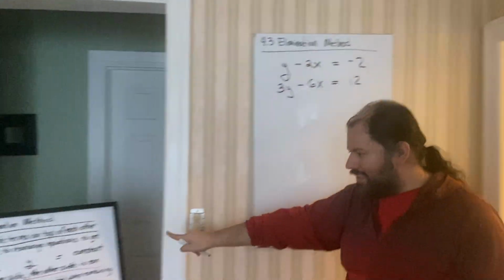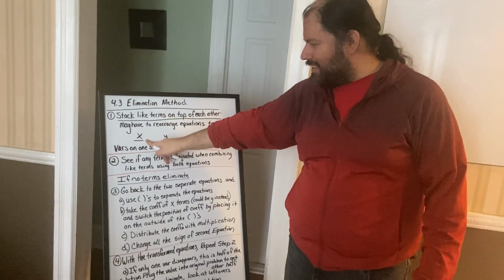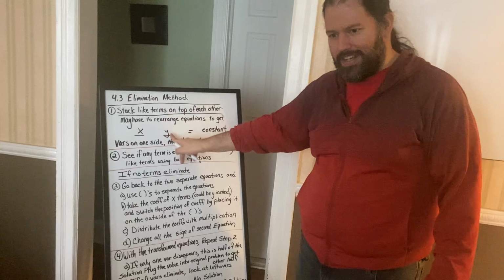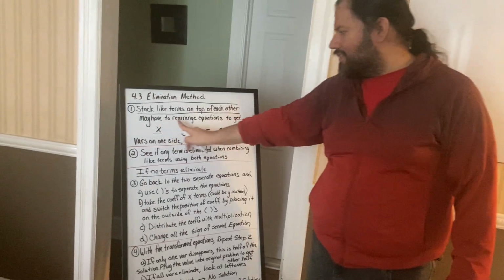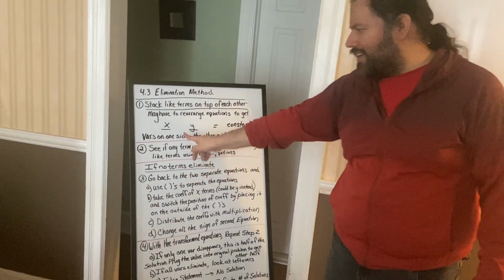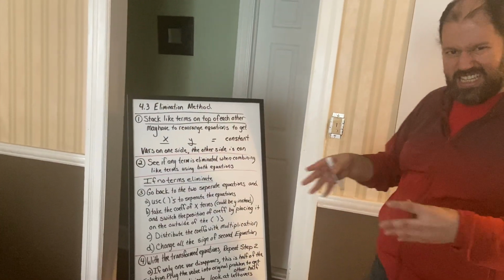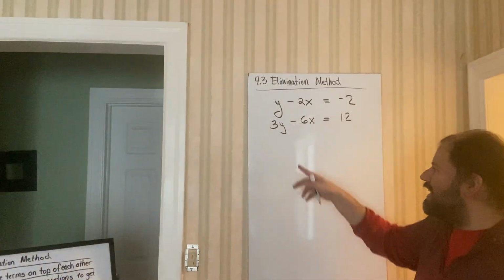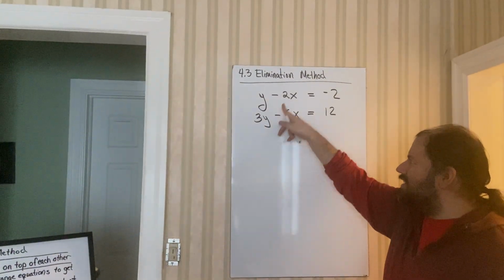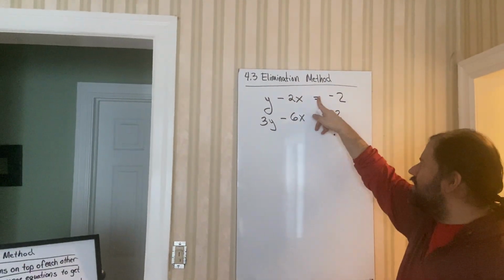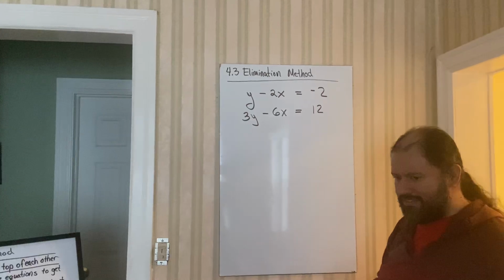I know you're looking at this and you say, wait, you had x's here. It doesn't matter what order they're in. So it doesn't matter if x is first or y is first, as long as they're stacked up. All the variables are on one side, the other side is constant, then you're guaranteed to have it lined up correctly. So see how the y's line up? The x's line up here, equals, and then the numbers.